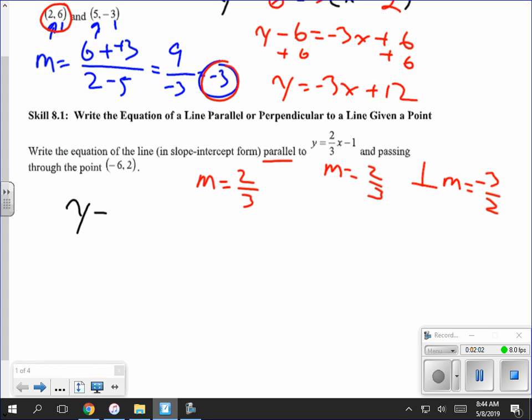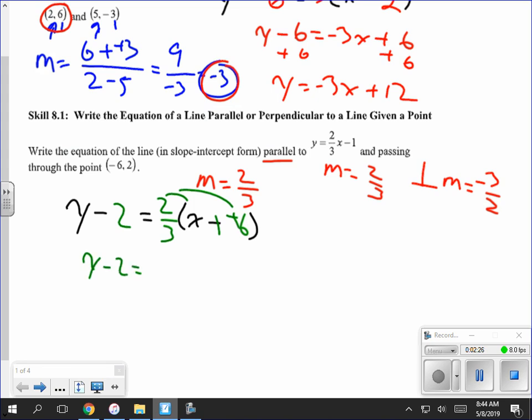Do the same thing I did on the last one. Y minus my y coordinate equals my slope times x minus my x coordinate, and fill in the blanks. My slope goes here, it's 2/3. My y coordinate is 2. My x coordinate is -6. And then simplify to get y equals. Make my double negative positive, and then distribute my 2/3.